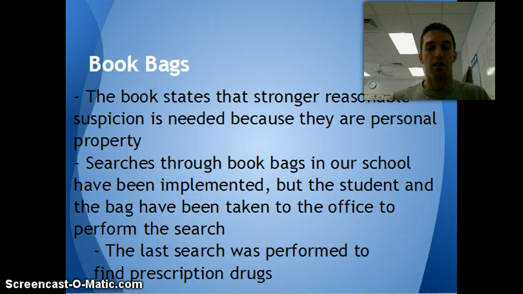The next instance is whether or not you can search book bags. You can, but the book also states that you must now have stronger reasonable suspicion because they are personal property. Searches through book bags in our school have been implemented, but the student and the bag have been taken to another location to make sure that the privacy of the student was kept in order. The one that I remember the most was the most recent one, when they searched for prescription drugs that the student was selling or giving out to other students.